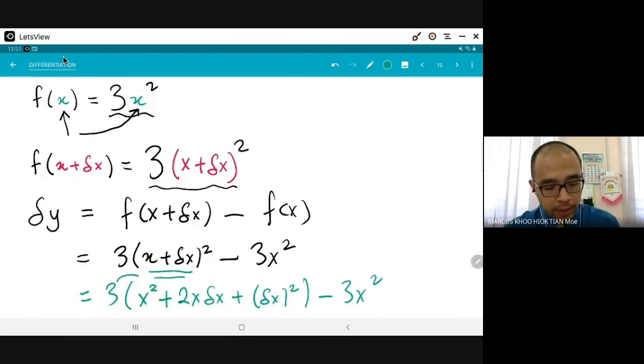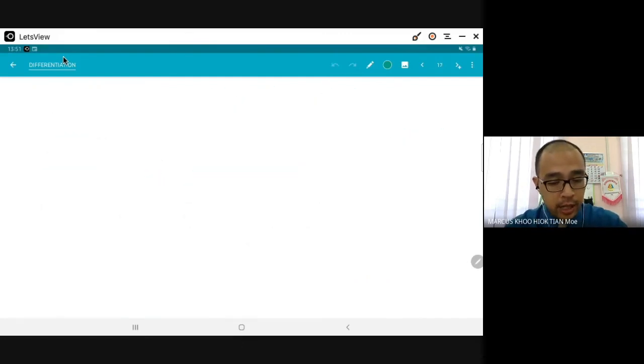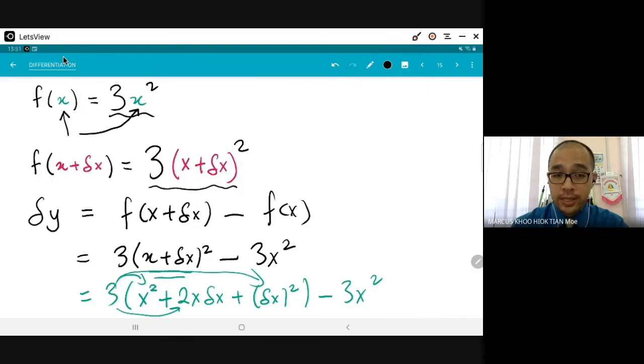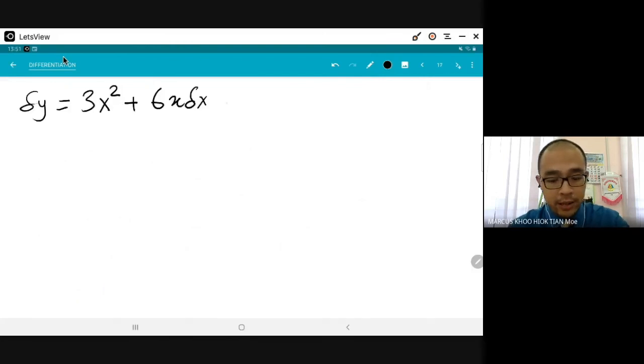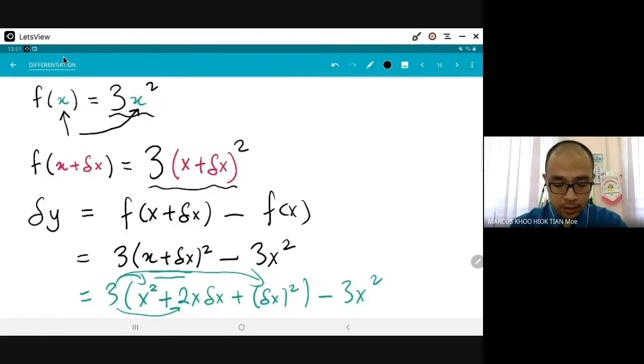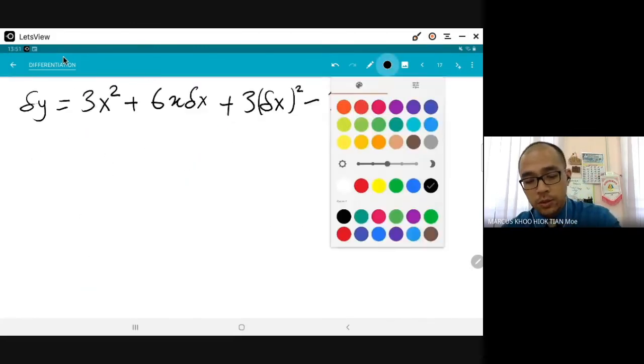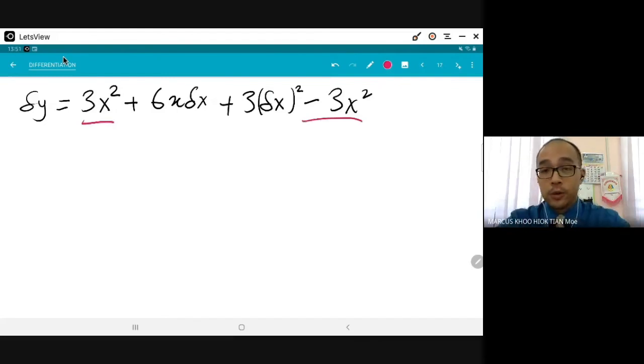So I multiply 3 inside everything, and this is what I will get now. Del y equals 3x squared plus 6x del x, sebab 3 times 2 is 6, and then after that plus 3 del x the whole thing squared, minus 3x squared. Minus 3x squared di belakang. So ini sama ini dia akan hapus, which is the good news that we want. We want to get rid of the x squared.